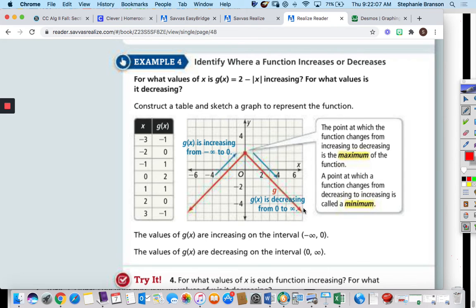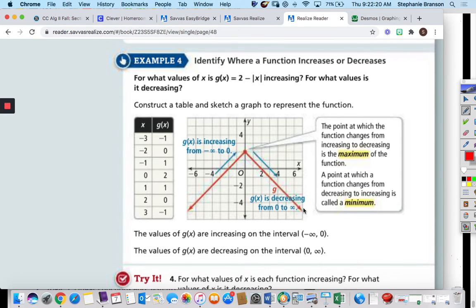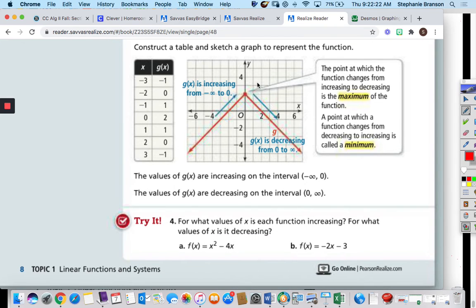It says the point at which the function changes from increasing to decreasing is called your maximum. If the point at which the function changes from decreasing to increasing, that would be called your minimum. So if this graph was flipped over, we'd have a minimum, but because it opens down, that means it is a maximum. So we're going to look at each function to tell whether or when it is increasing and when it is decreasing.